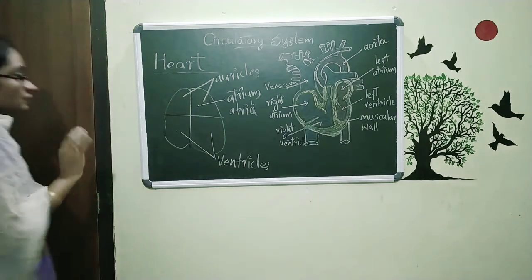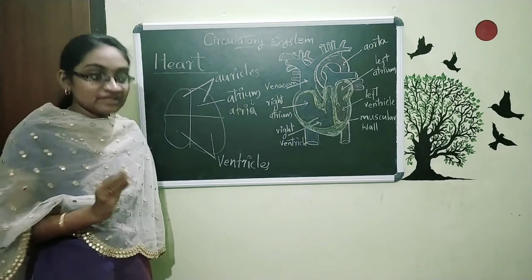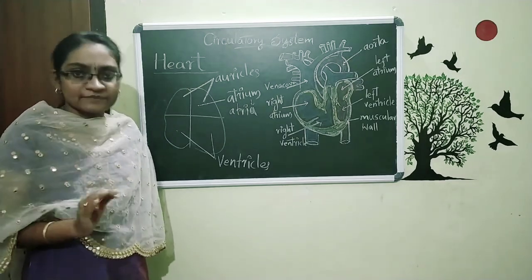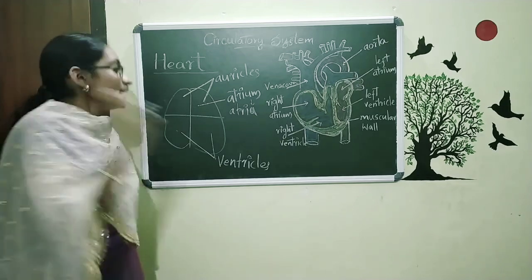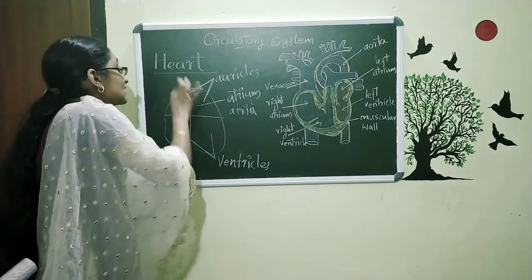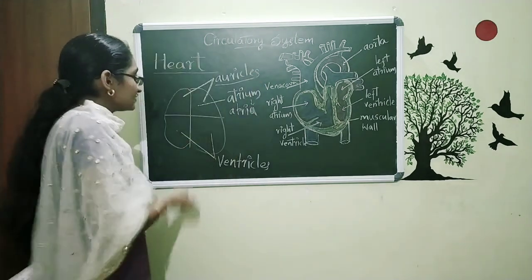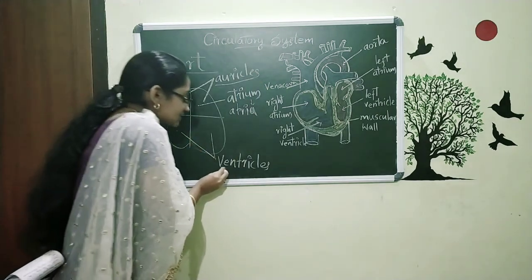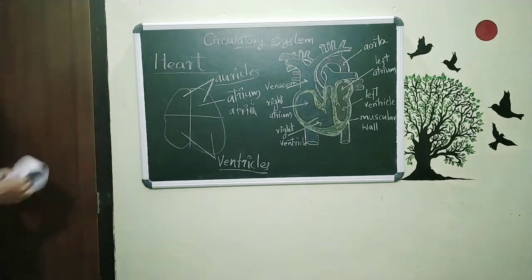In this section you want to remember one thing, that in our heart we have 4 chambers, that means 4 rooms or 4 compartments. Those compartments are called chambers, and the chambers at the top we call auricles, and the bottom ones we call ventricles. So this is all about this area.